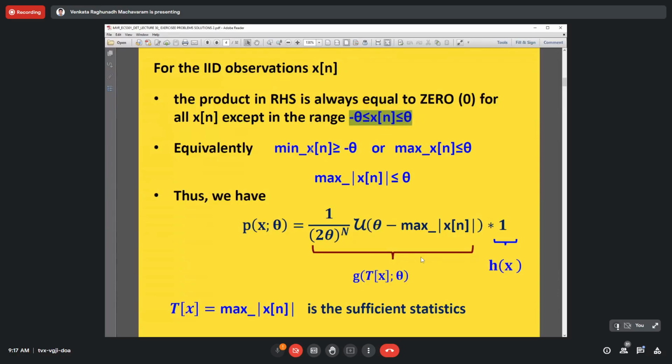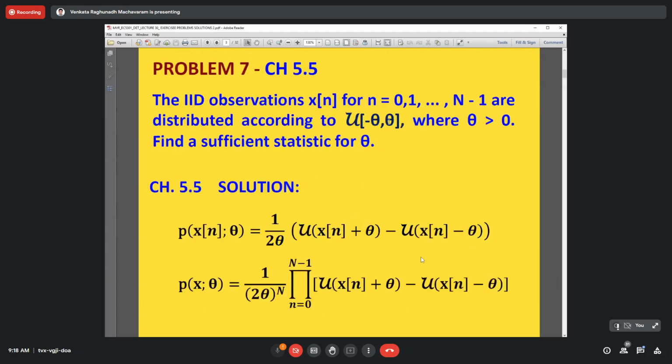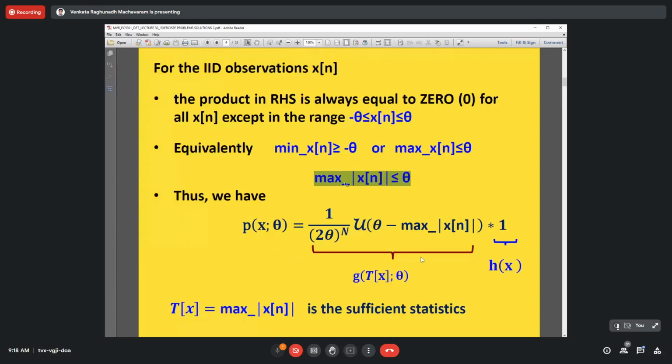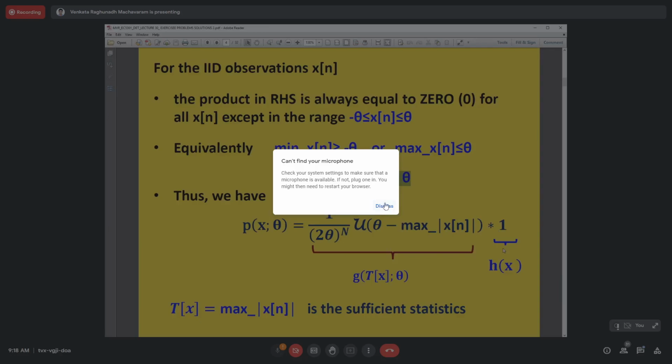Hence, equivalently, minimum of xn greater than minus theta, maximum of xn less than or equal to theta. Minimum should be more than this value. Maximum should be less than this value. That should be the range of your observed data. Absolute value should be limited to theta because it is minus theta to plus theta. So this is how. Hence, this value becomes 1 by 2 to the power n, u of theta minus maximum of x of n, multiplied with 1. So you can take it as product.